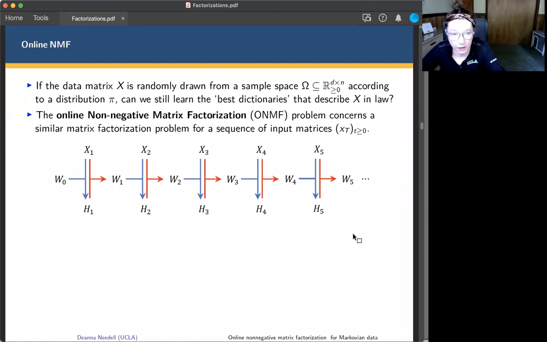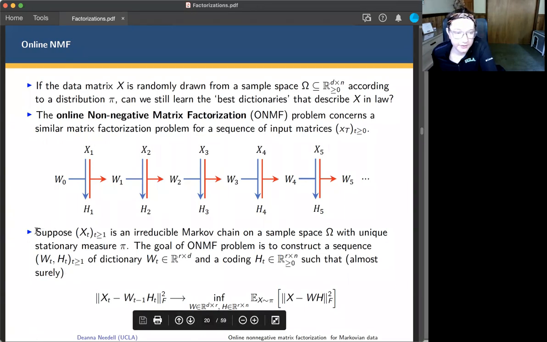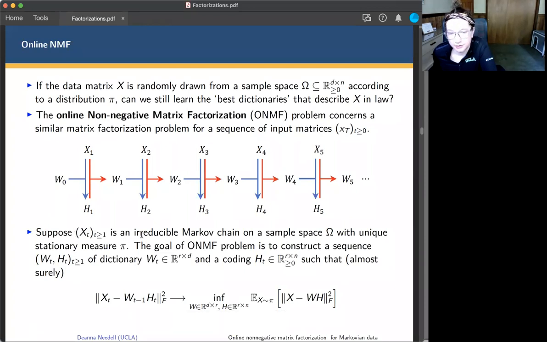And so this gives rise to the online non-negative matrix factorization problem, which concerns this sort of scheme here, which I already mentioned. So here the data is actually changing over time. So we're going to be applying a couple of models. One will be an IID model. This was already proven previously, where the data is just drawn identically and independently across time. But we're going to generalize this to a Markovian model, and I'll explain why this is reasonable in a moment. So we're going to say that Xt is an irreducible Markov chain on a sample space omega with some unique stationary measure pi.